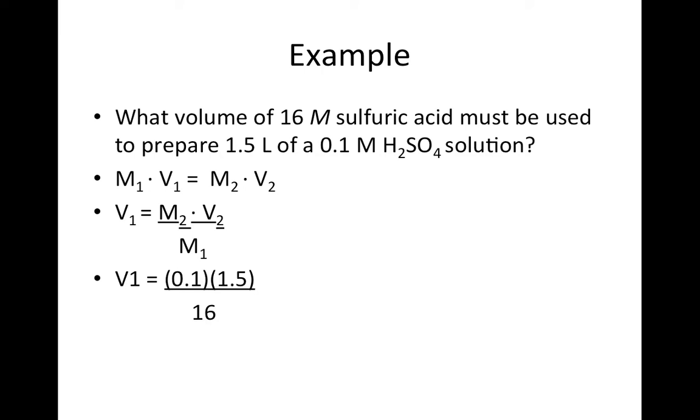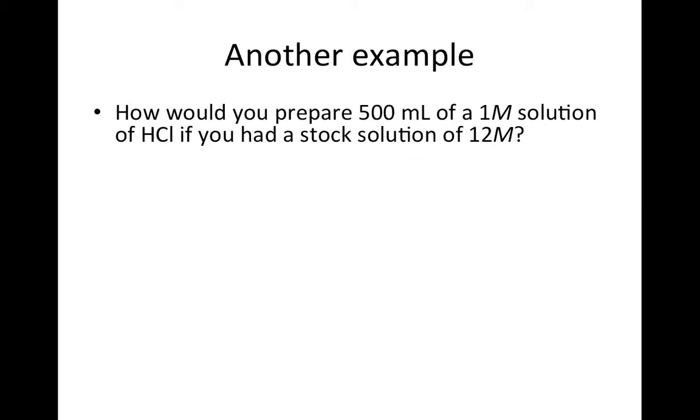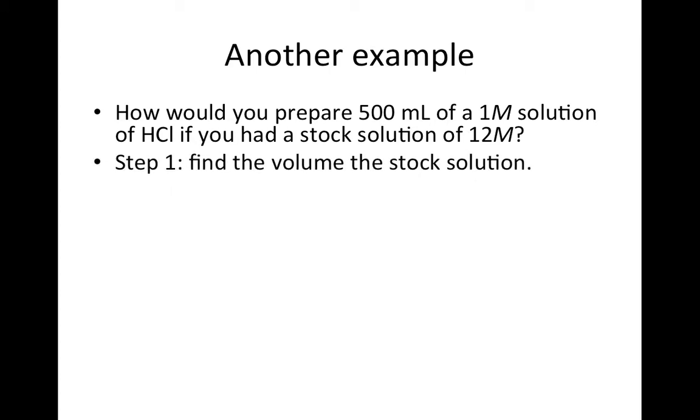Okay, we plug in our numbers and we get a volume of 9.4 times 10 to the negative 3 liters, or 9.4 milliliters. Here's another example. How would you prepare 500 milliliters of a 1 molar solution of hydrochloric acid if you had a stock solution of 12 molar? Step 1 is to find the volume of the stock solution.